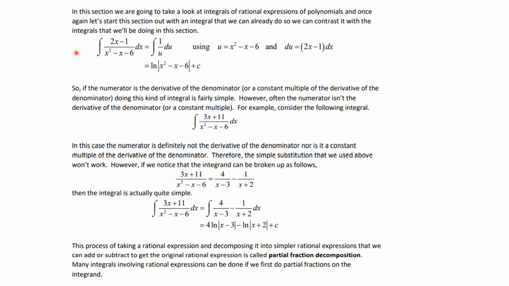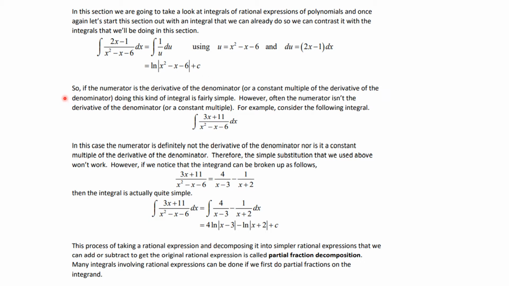By way of introduction, let's start with an integral we know how to do. This is the ratio of polynomials. The indefinite integral of 2x minus 1 over x squared minus x minus 6 dx. Since the derivative of the denominator is 2x minus 1, we see that the numerator is exactly the derivative of the denominator. So we can use the substitution u equals x squared minus x minus 6, 1 over u, and then we back substitute because this is an indefinite integral. You get the natural logarithm of the absolute value of x squared minus x minus 6 plus c.